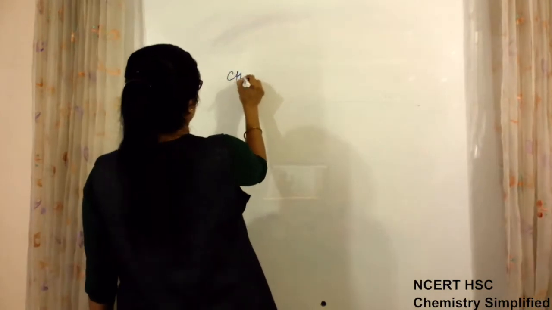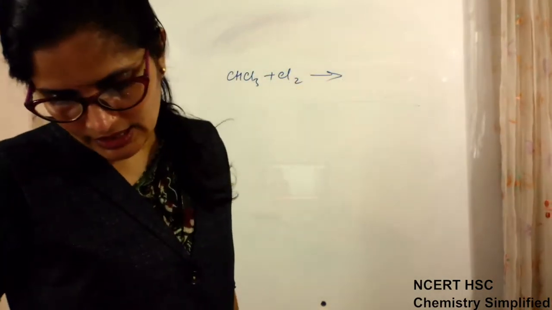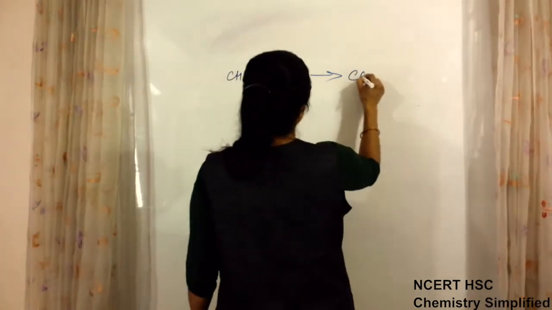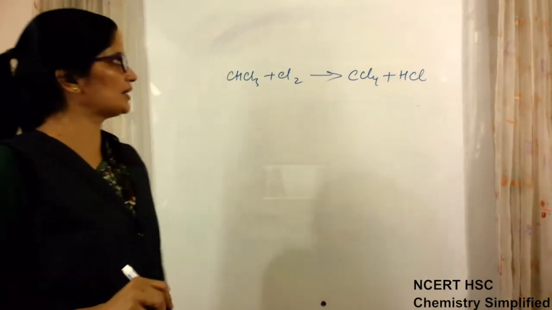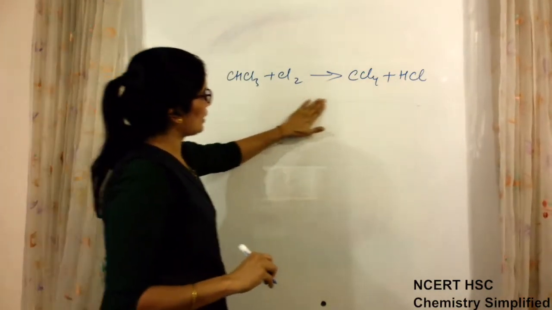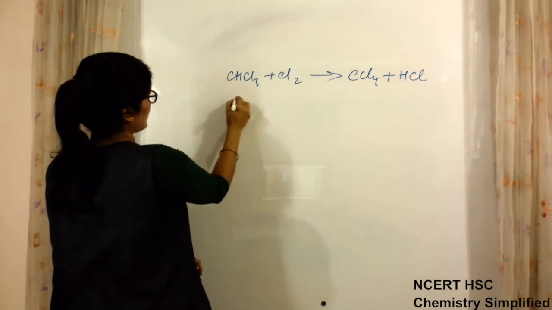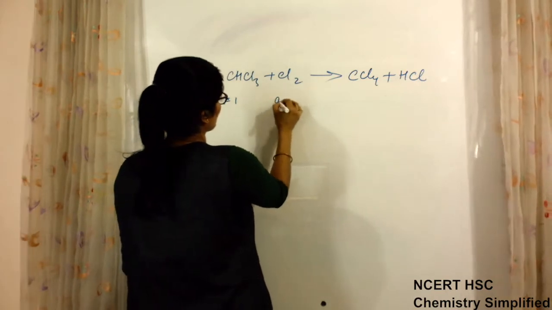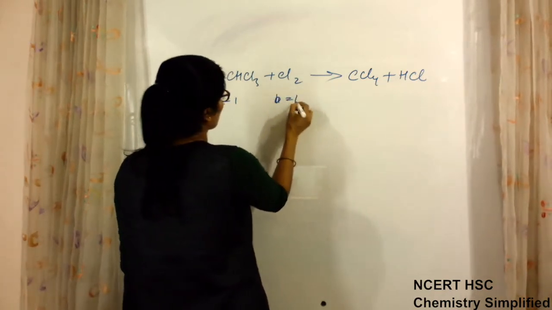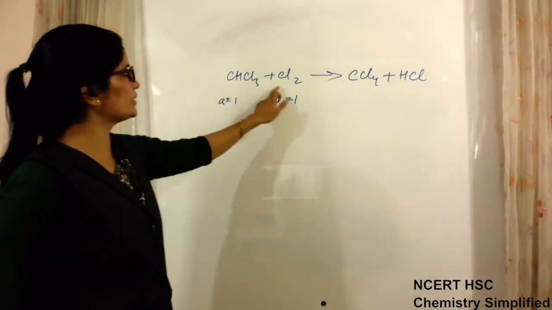We are just giving another example. CHCl3 plus Cl2 gives CCl4 plus HCl. This is a chemical equation. According to the chemical equation, the stoichiometric coefficient for CHCl3, small a, is 1, and for Cl2, small b, is 1. These are the stoichiometric coefficients of these two reactants.